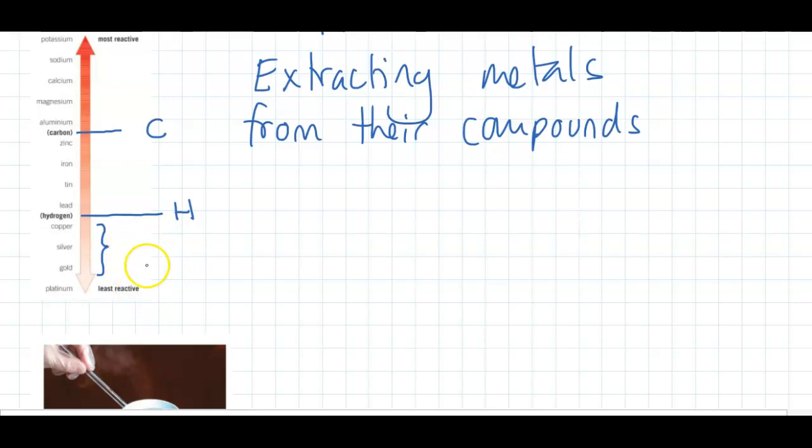If I wanted to extract copper, for example, we could displace copper from its oxide by heating it with hydrogen and making copper metal and water. If I tried to do that with anything above hydrogen, nothing would happen. So the least reactive metals could be extracted by heating them with hydrogen.